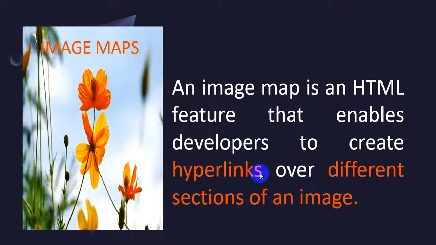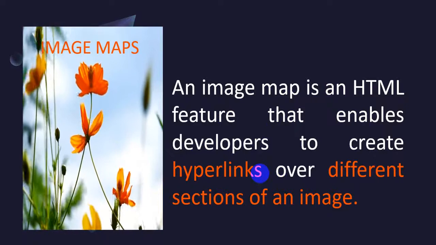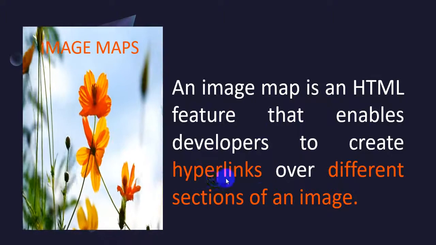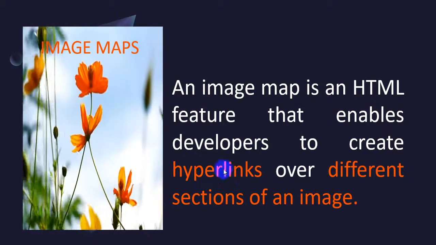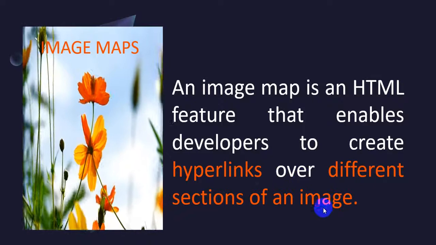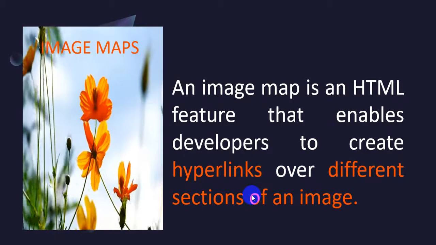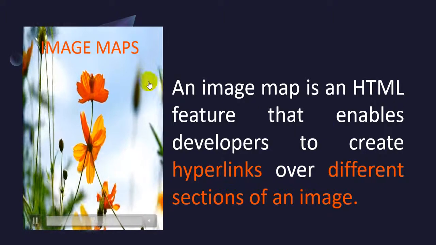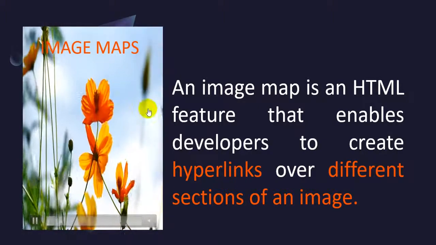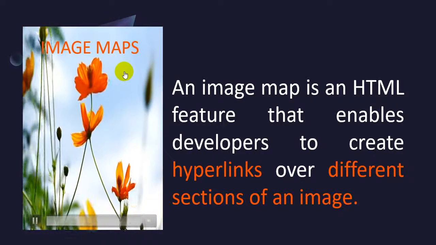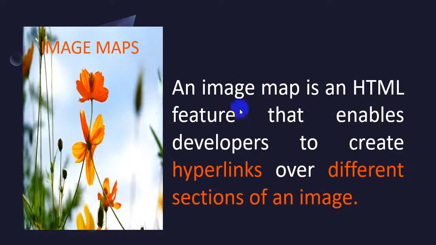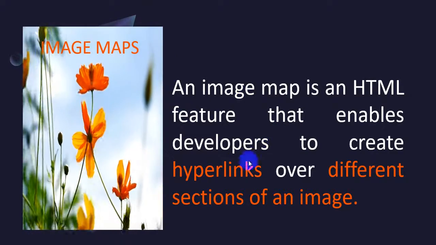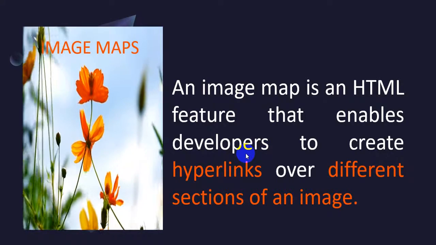In image mapping, the developer, like you and me, the person who is going to create a website or web application, creates hyperlinks over different sections of an image. The image will be single, and on that image the developer will create multiple hyperlinks on different sections. Our image is nothing but a combination of pixels, yes or no? So on a particular pixel you can give a hyperlink. We will create different hyperlinks on an image and open different HTML pages or websites.